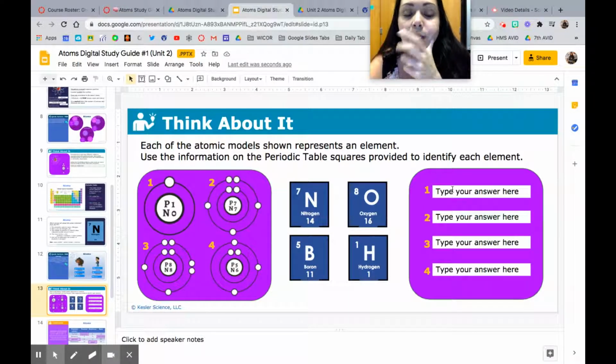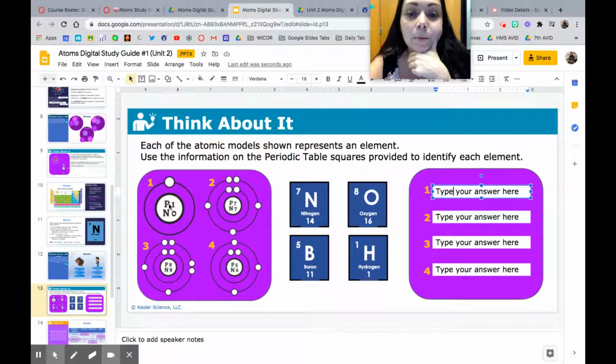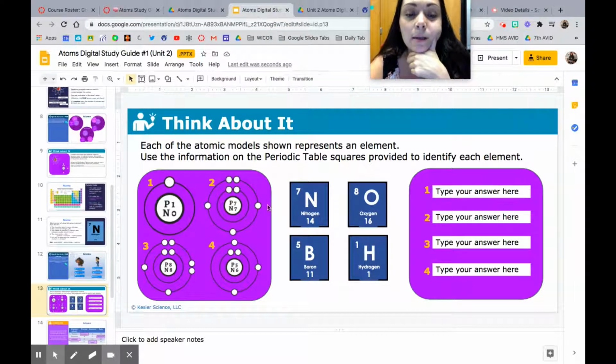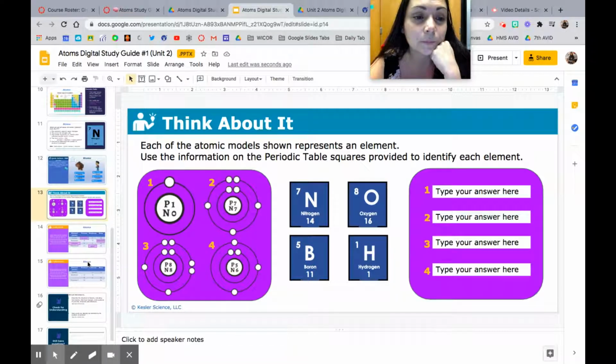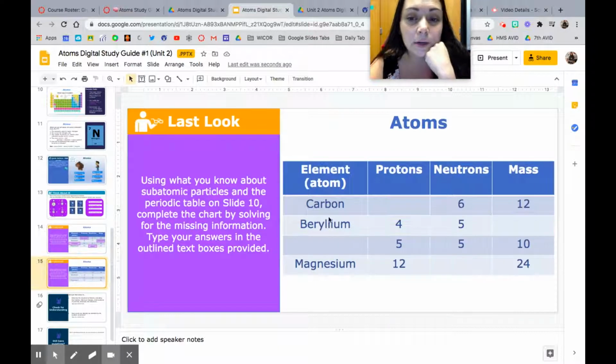So type your answer here. Number one is 1 proton, so that would be hydrogen. The second one has 7 protons, so that'd be nitrogen. This one has 8 protons, so it'd be oxygen. And this one has 5 protons, so it'd be boron. And I figured that out by looking at the atomic number. I'm going to skip that one because right here it tells you.